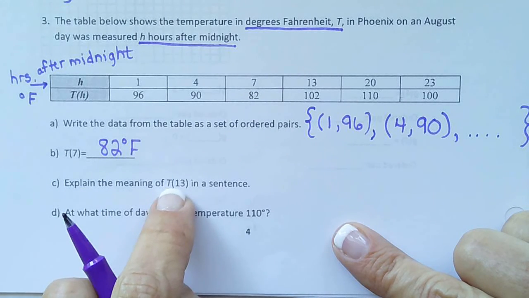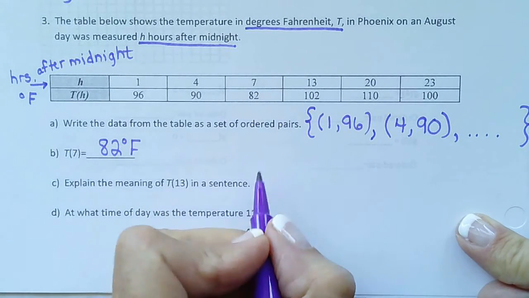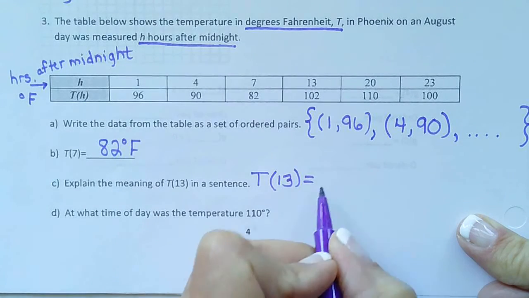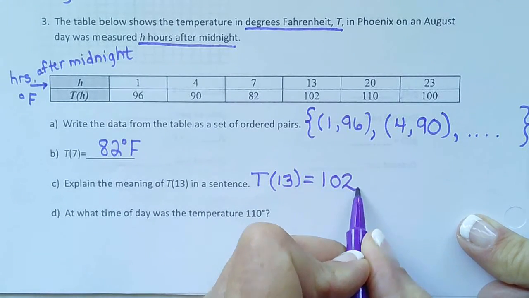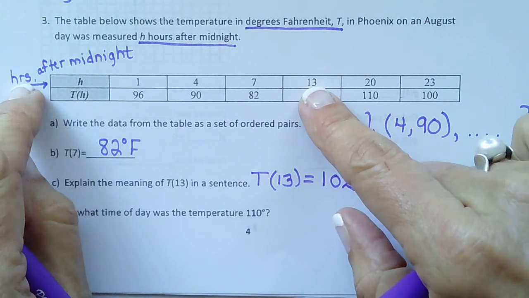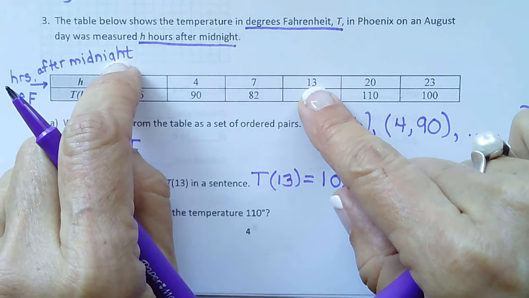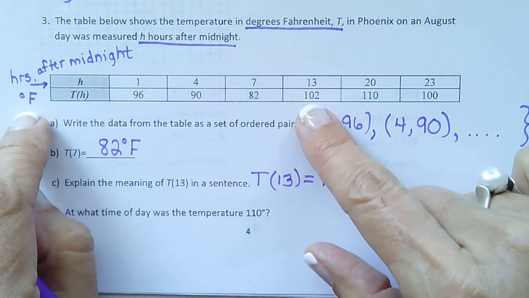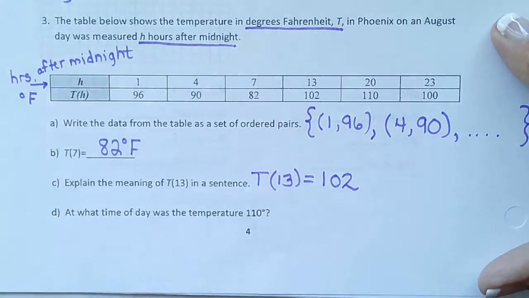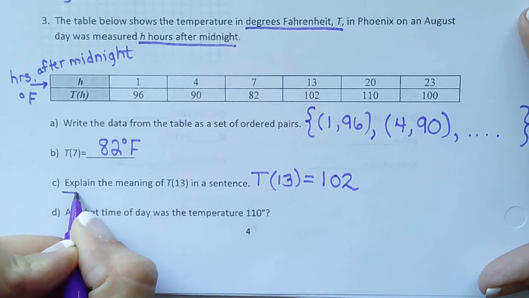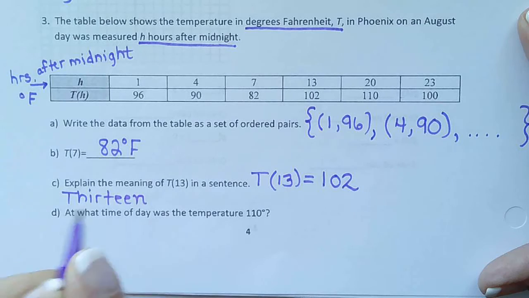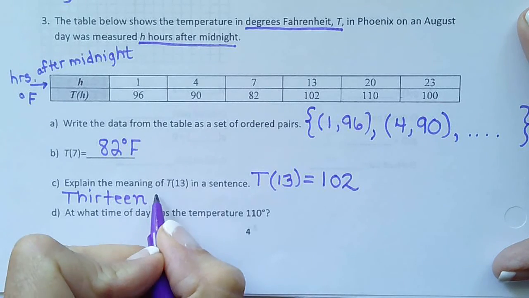Explain the meaning of T of 13 in a sentence. So T of 13, let's first write what it is. T of 13 is 102. So now this is when we have to use our labels. 13 hours after midnight, the temperature is 102 degrees Fahrenheit. So 13, you're not really supposed to start a sentence with a number. That's why I'm spelling it out.